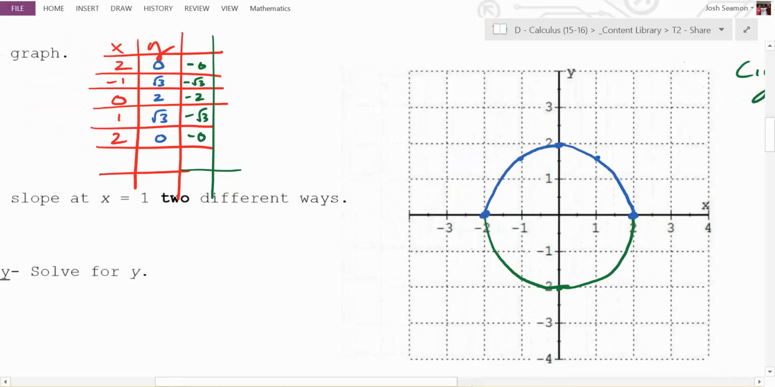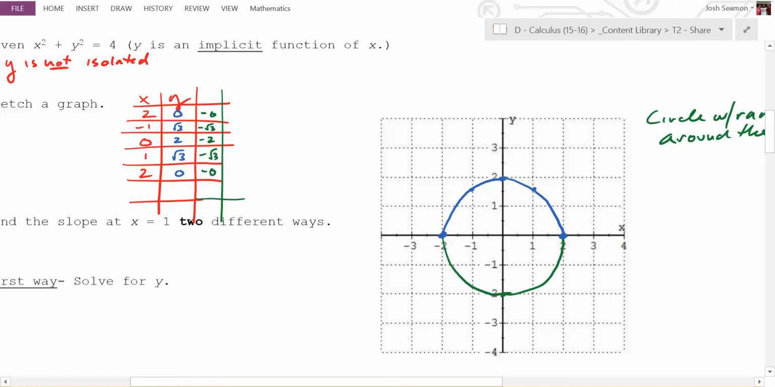So we just graphed it, but here's the thing. There's an upper part and a bottom part. Is that a function? By the definition that you've had before. Is that a function? No. Why not? It doesn't pass the vertical line test. So implicit functions can double back on themselves.